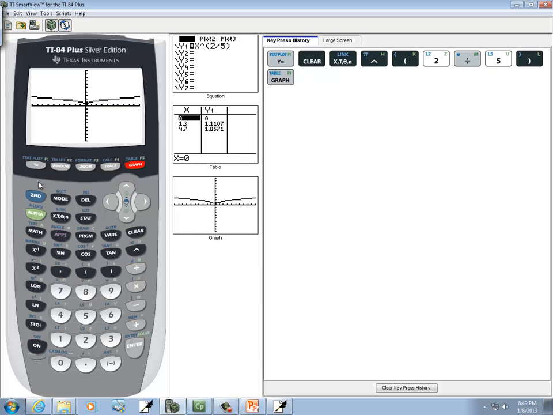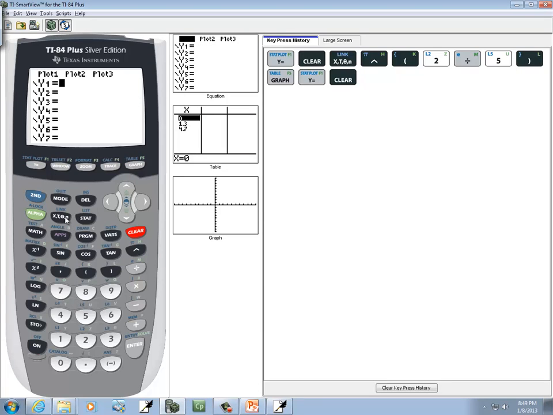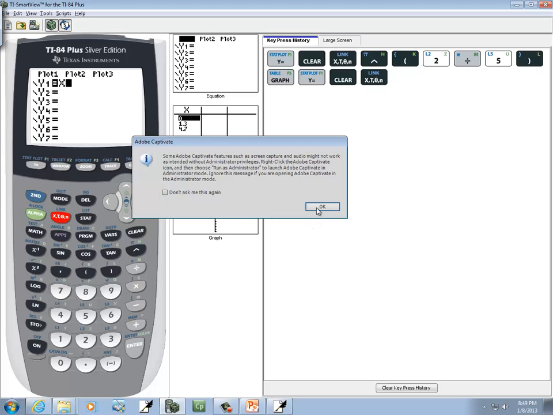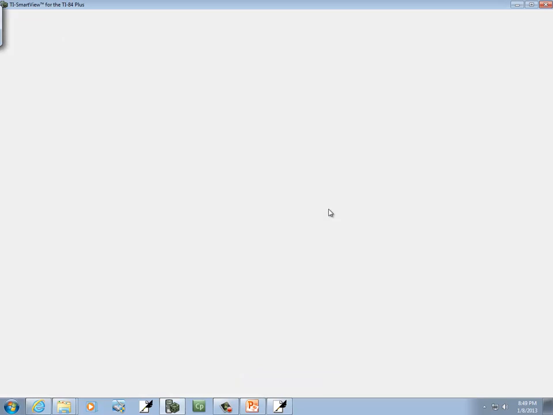Blind, click the wrong thing. Watch that blow up my machine. Oh, I'll be mad. Go away, Adobe.